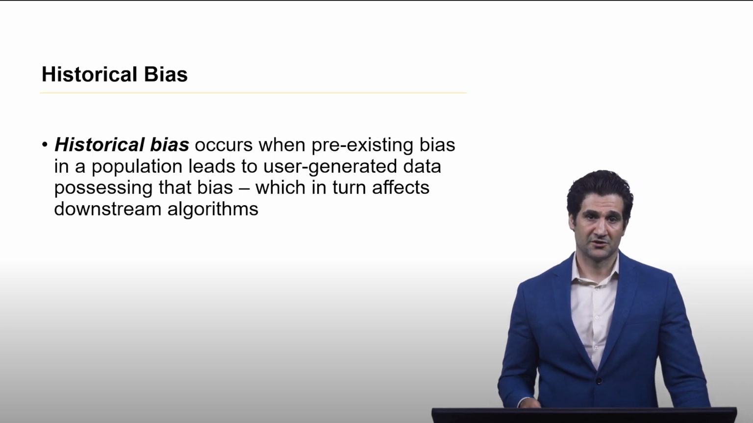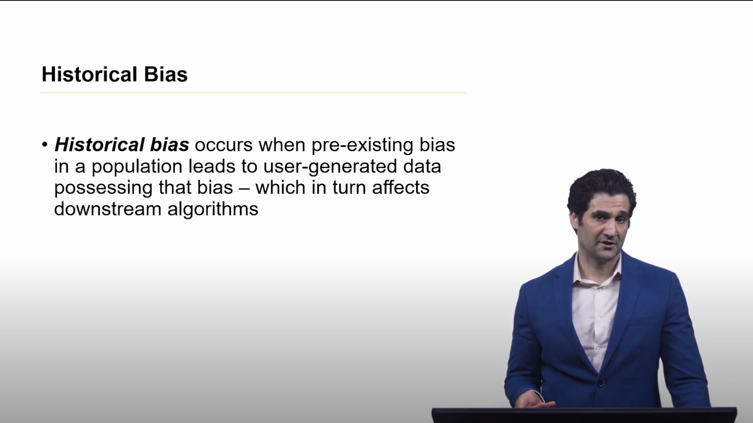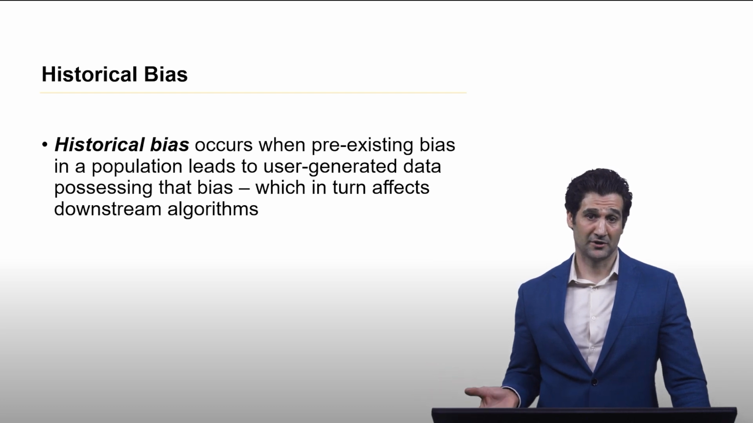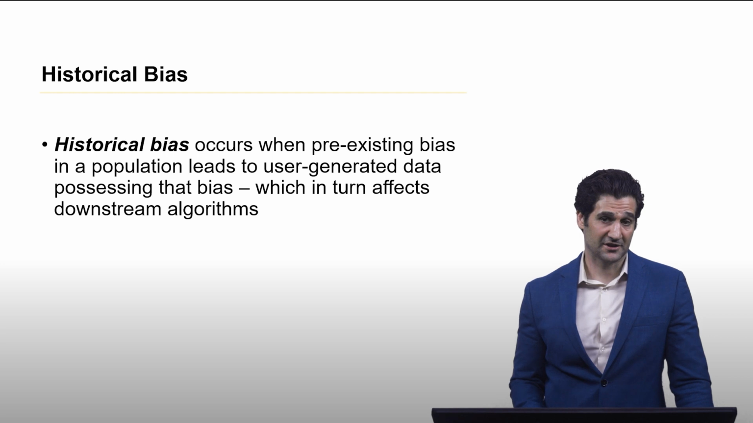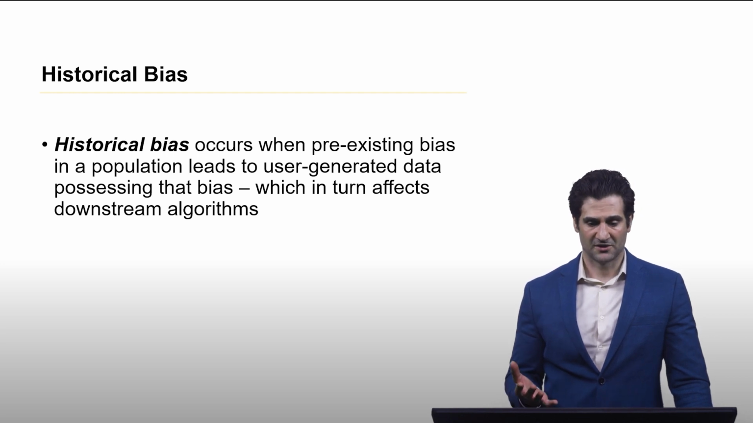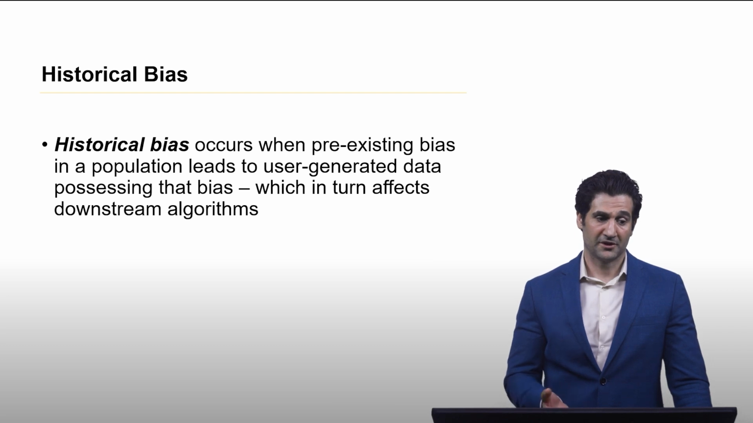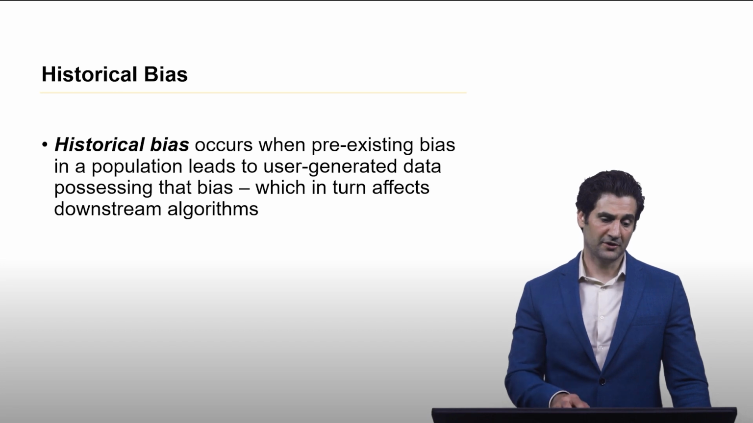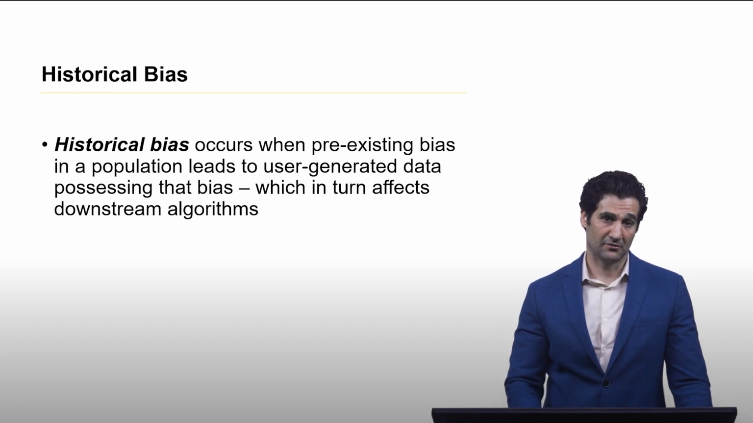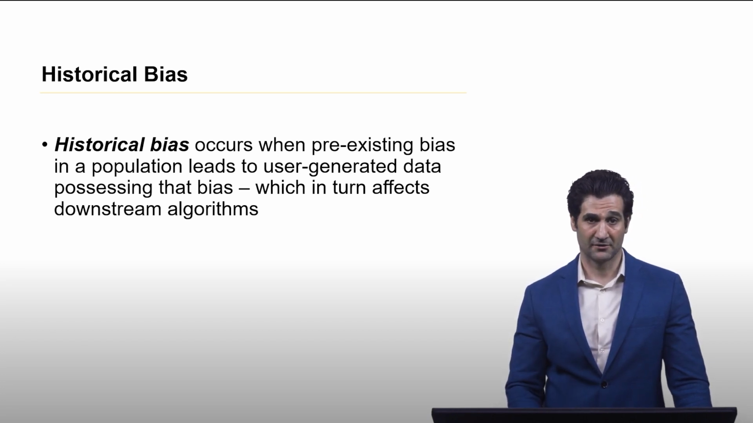So first is historical bias, and this happens when a pre-existing bias in the population leads to user-generated data that possesses that bias. So if you're building a data set based on people's opinions about something, and a particular group has certain racial or ethnic leanings or political leanings, that may end up being represented in the underlying data that results.